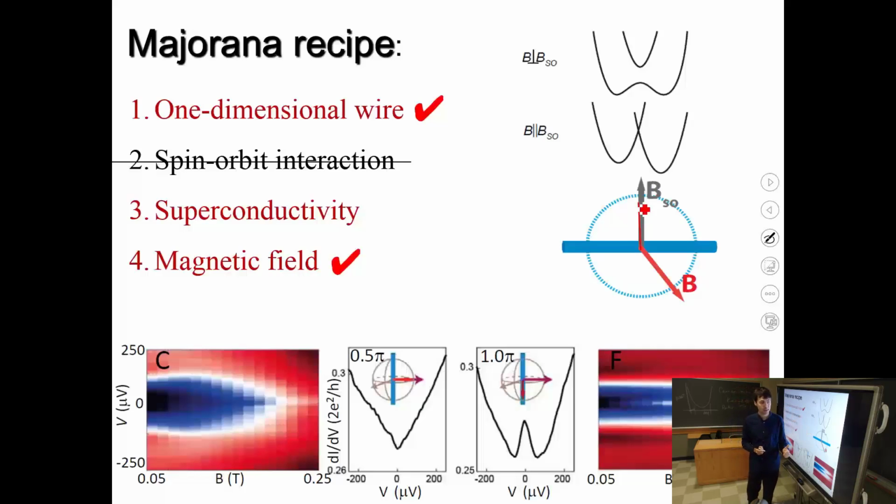And then what happens if you line up your external field with the spin orbit field, you basically make this field ineffective. These are the two relevant situations for this case. So when the external field is perpendicular to the spin orbit field, then the spin orbit split spectrum develops a gap here, which is very important in the creation of Majorana fermions.